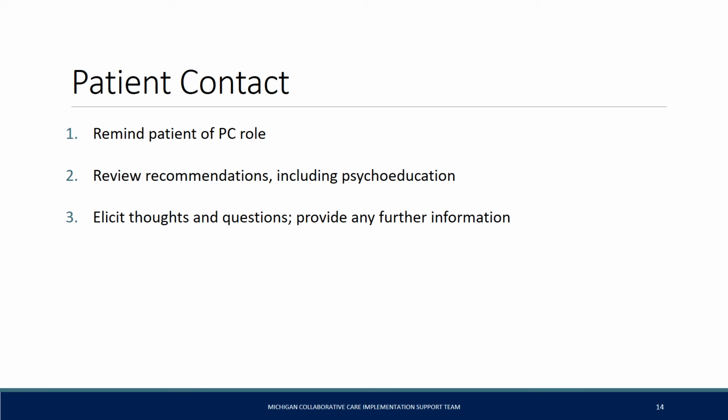After you've given the recommendations and any psychoeducation, if you haven't done so already, make sure to elicit thoughts and questions from the patient. See how they're feeling. You've given a lot of information, so given all of that, what are you thinking right now? Where would you like to go next? And depending on what they say, go ahead and provide any clarification, any further information. And if they do ask a question that you're not sure of, that's totally okay. You can bring that back to the primary care provider or the psychiatric consultant, depending on the question.